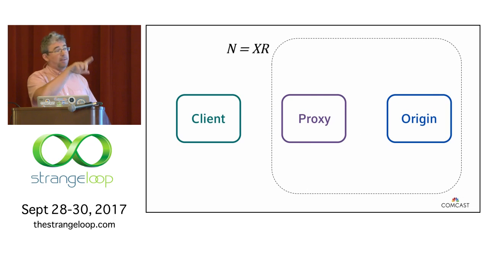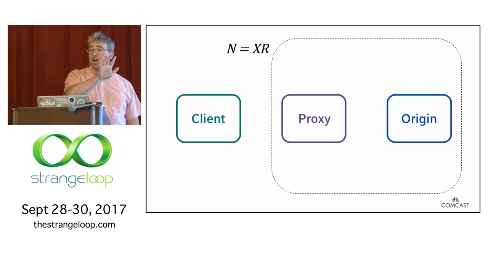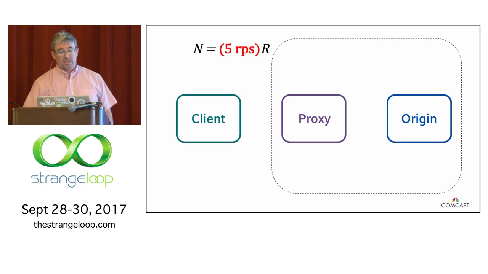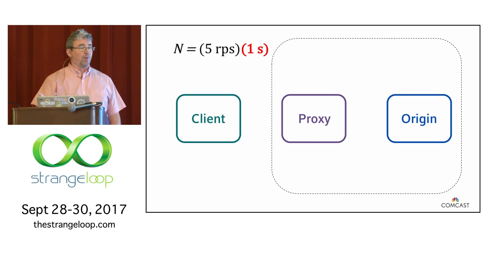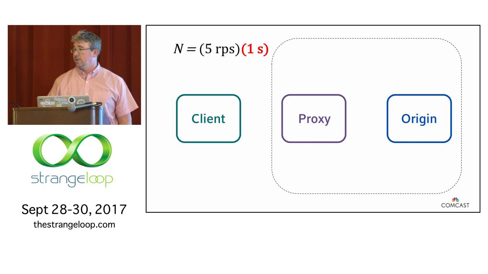So we're going to apply Little's law now to the combination of the proxy and the origin. And so we want the client to be able to send 5 requests per second, right? That was its quota. And under normal operating conditions, we know the average latency of the service is 1 second, right? That's how we want things to work. So with Little's law, that means on average, there should only be 5 requests in flight at any given point in time.